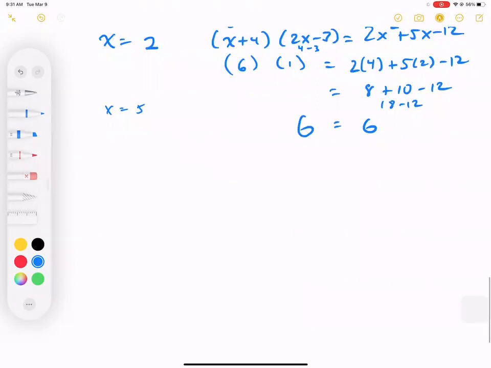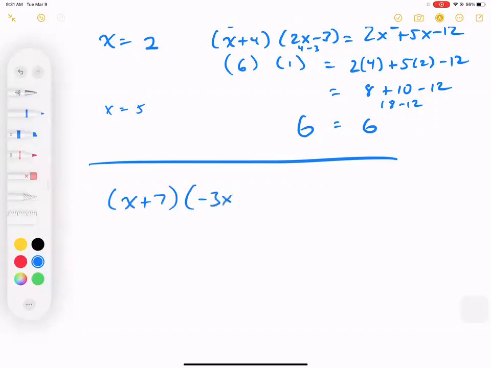Okay, let's do one more. I want to use this as our last example. X plus 7 times negative 3x plus 2. Okay, let's see what happens here. I'm going to give you a moment to multiply this out. Go ahead and multiply that out yourself. Give you a moment.